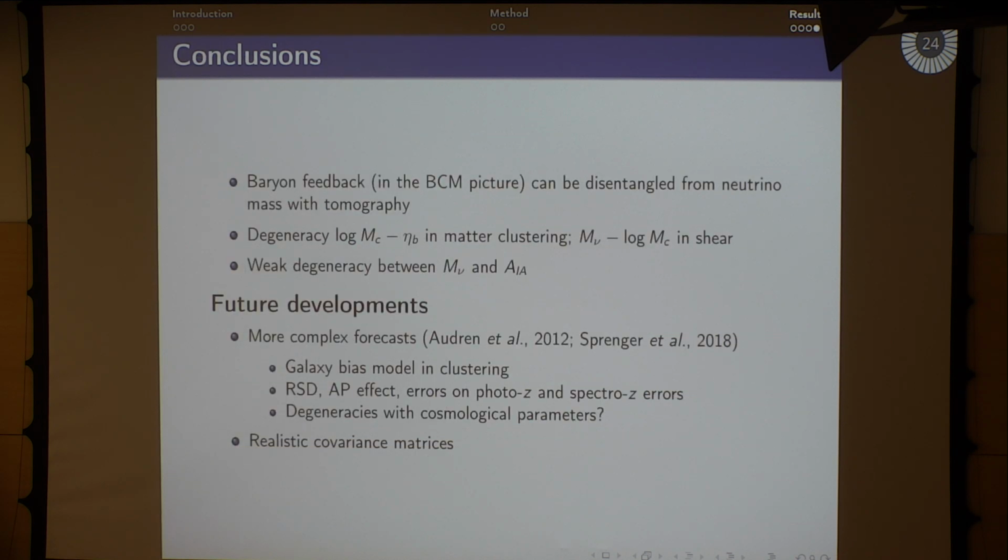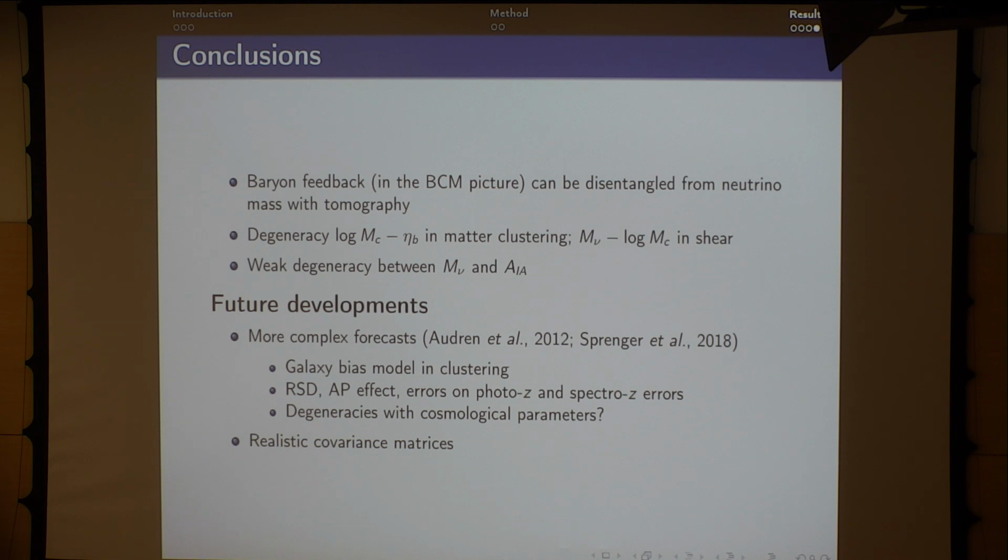So I think I already got to the conclusions. Baryon feedback can indeed be disentangled from neutrino mass, as long as you believe that the baryon correction model is the model that you want to account for baryon feedback, and as long as you use tomography. That's pretty important because with one single bin you're not able to disentangle the two effects. There is indeed a degeneracy between the feedback parameters themselves, but not between neutrino mass and the feedback parameters in the case of matter clustering, while there is a degeneracy between neutrino mass and the feedback parameters in cosmic shear data, and that must be taken into account in future surveys in order not to bias the measurement. And there is also a weak degeneracy between the neutrino mass and intrinsic alignment parameter, which is pretty important because the intrinsic alignment effect can enhance the signal by up to 10–20%, and you don't want that to happen.